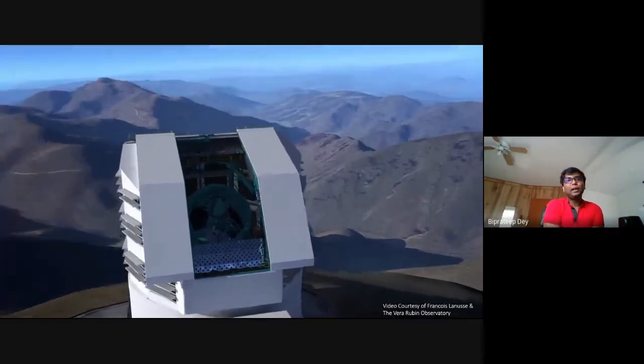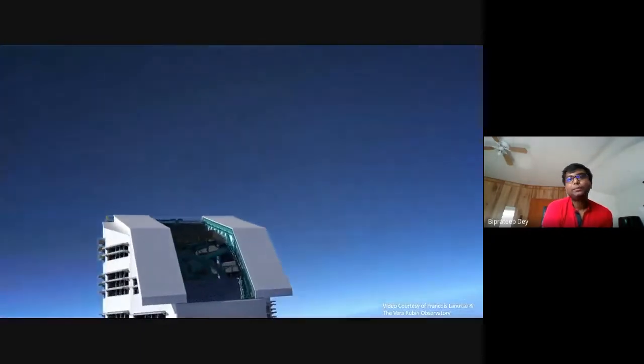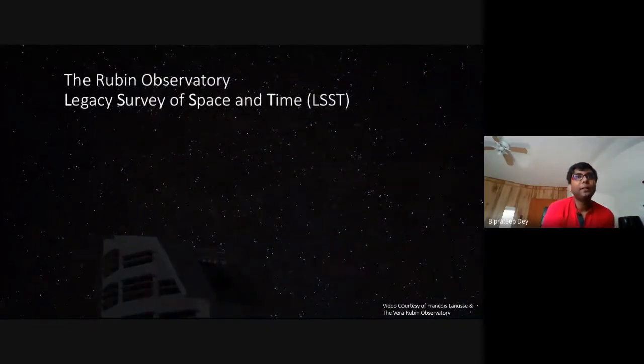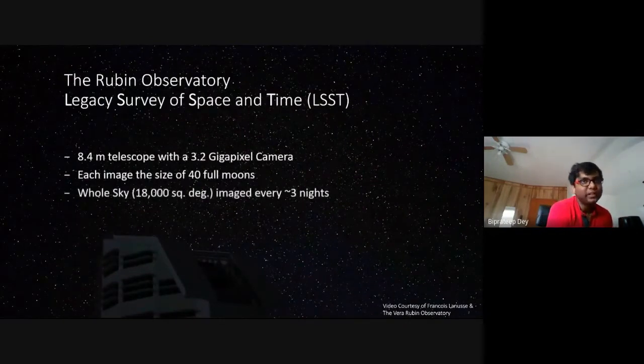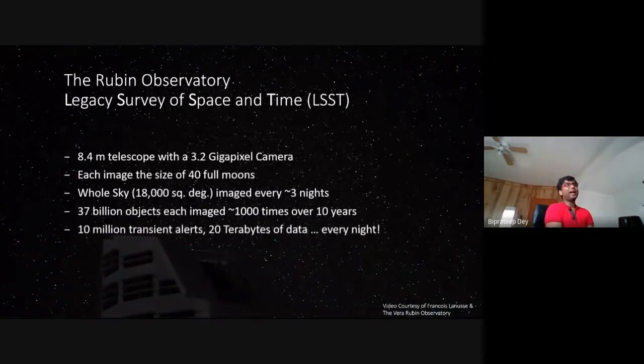The future is being planned. There's a new upcoming telescope called the Vera Rubin Observatory, and people are planning the Legacy Survey of Space and Time using this telescope. It's an 8.4 meter telescope with a 3.2 gigapixel camera, and it can image huge amounts of sky in one frame. Basically, it can image a sky area equal to 40 full moons in one snap. Hence, it can get a picture of the whole sky every 3 nights, and it will do this for 10 years.